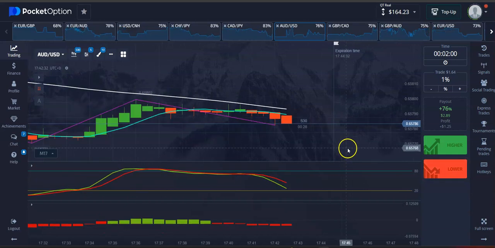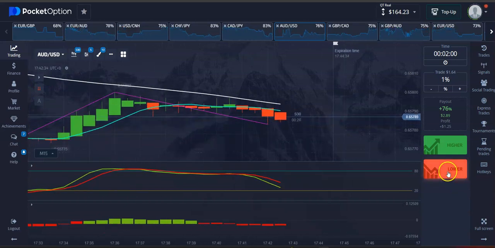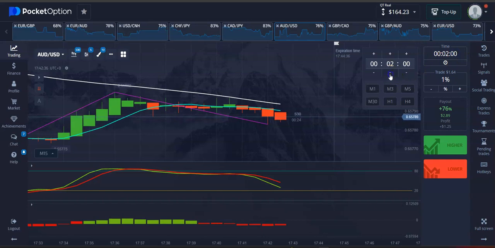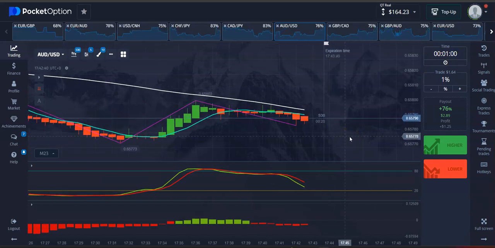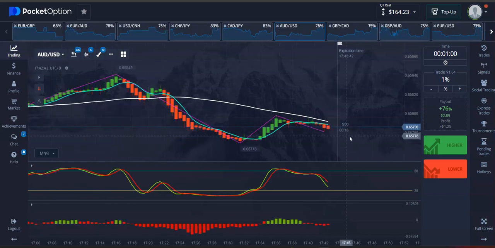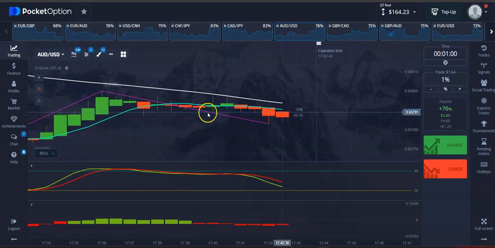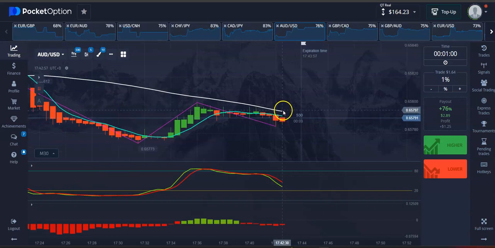Another red bar, red candle. So probably, anyway, I think I'm gonna scrap this one all along because it's getting too risky. Even though we had this push to the downside, the price already went back to where it was. So this can be a risky trade, so I'm not gonna touch it.